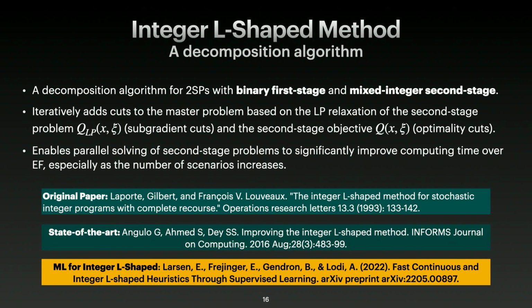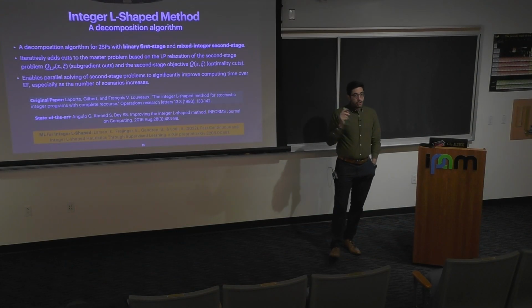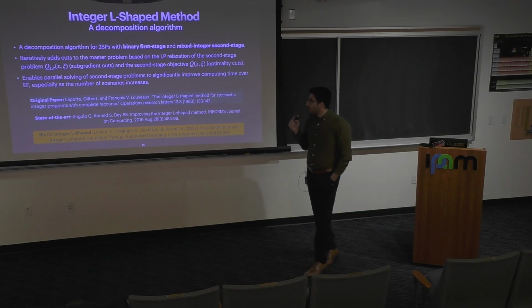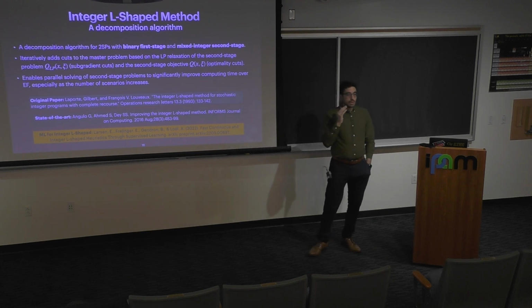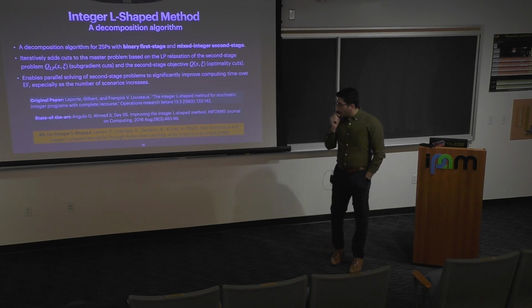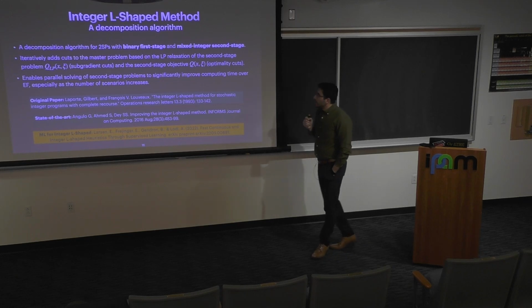One example of a very famous and useful method in one particular common case is the integer L-shaped method, which uses a Benders decomposition type approach when you have binary first stage and mixed integer second stage, linear everywhere. Okay? These are the two main references for the method, and recently Andrea and co-authors have also incorporated a form of machine learning in this algorithm, okay? Which is very similar to what we do in spirit, but not in how it's applied. Okay? So I'll explain that distinction later on.